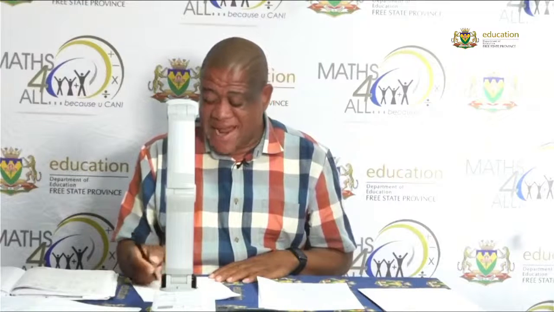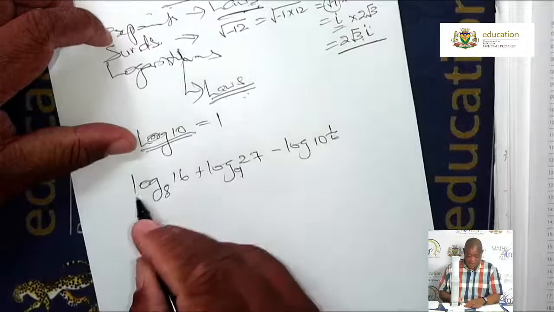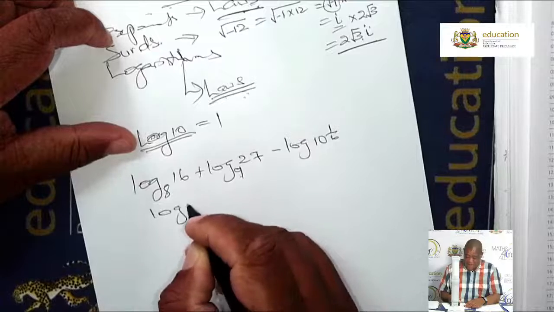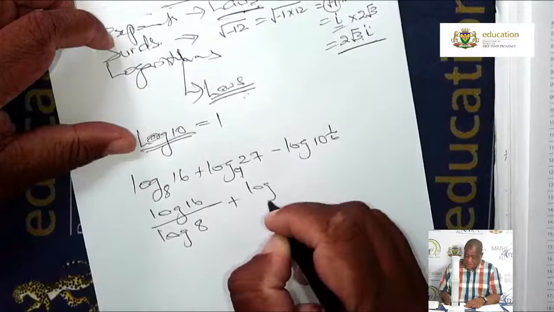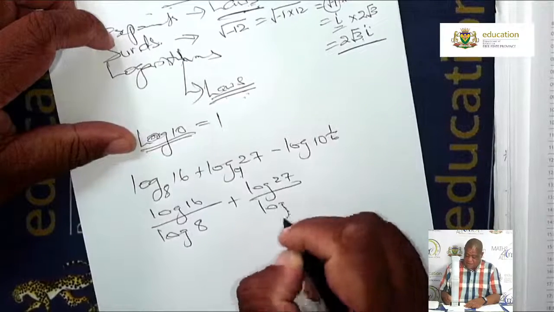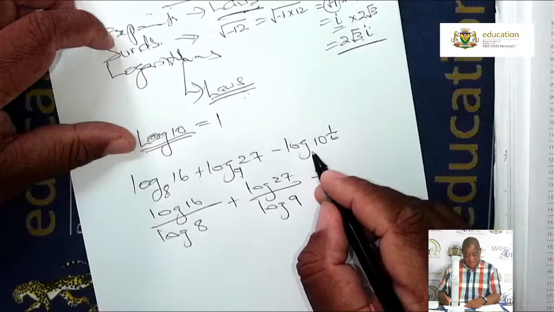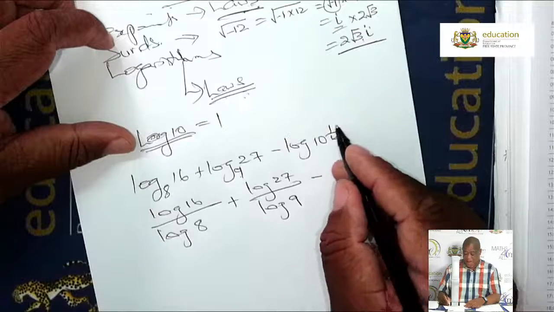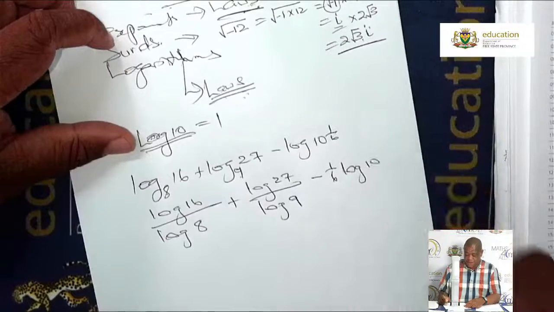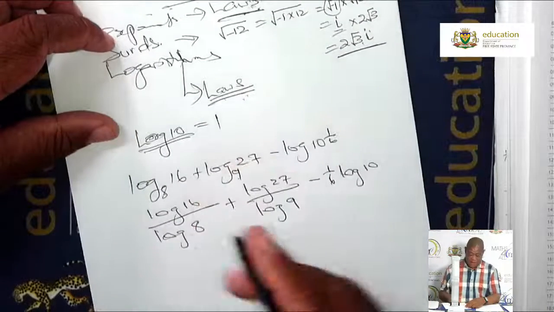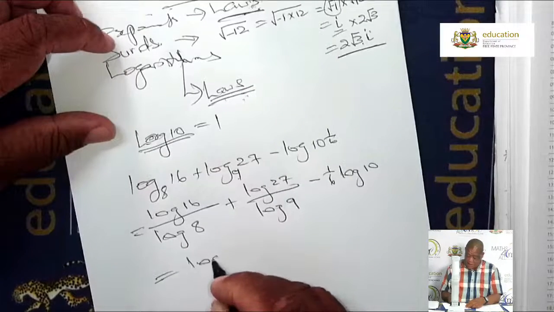Now, because the base is 8 and the base is 9, which is not the smallest base that we can think of, we change the base here. The change of base is needed, having this as log of 16 divided by log of 8, plus log of 27 divided by log of 9, that we subtract over there. You can see now the base is 10, which is not written there. We can somehow use our law number 3 there, which will be 1 over 6 log of 10. You can put it like that.